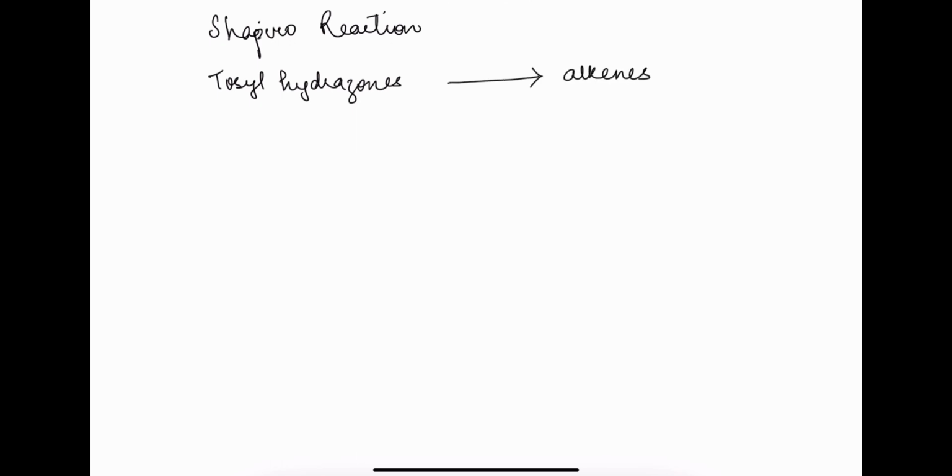In this video, I am going to discuss the Shapiro reaction. The Shapiro reaction converts tosyl hydrazones into alkenes in the presence of n-butyllithium, or sometimes LDA can also be used, and both these reagents are strong bases.